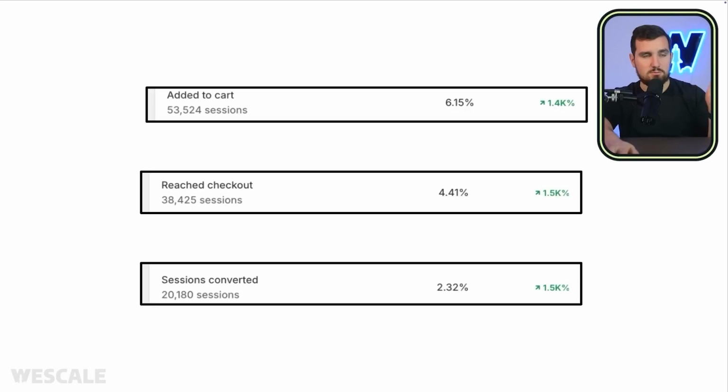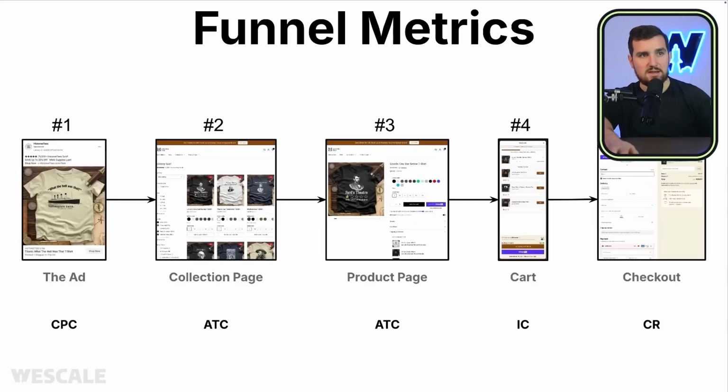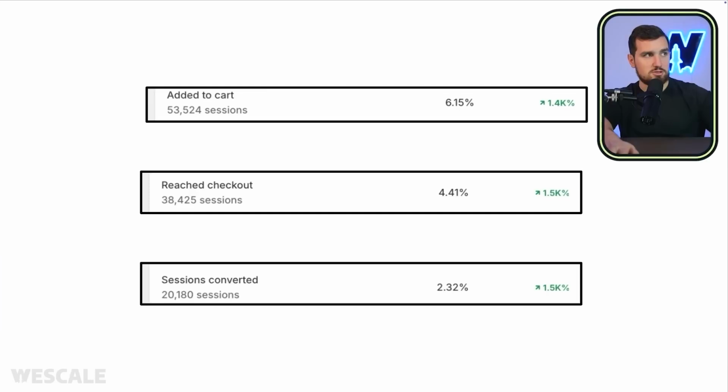So as you're trying to optimize, say you've gotten your link clicks down to like 50 cents and now you're on to the conversion rate. What you want to do is see which one of these numbers do I need to improve. Add to cart, we want it to be roughly 6 to 8%. Reach checkout should be 4 to 5%, roughly 70% of whatever your add to cart was. So if your add to cart rate was 10, then your reach checkout should be roughly 7. And then your sessions converted should be roughly 50% drop off from reach checkout.